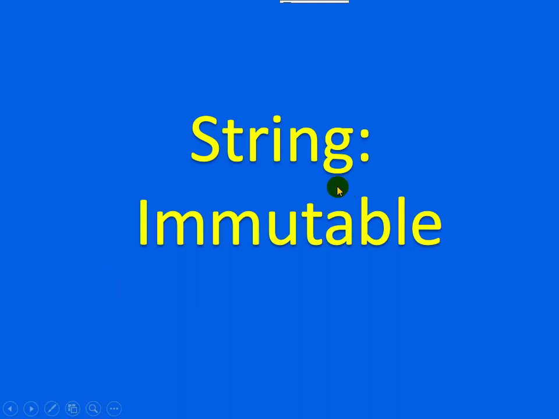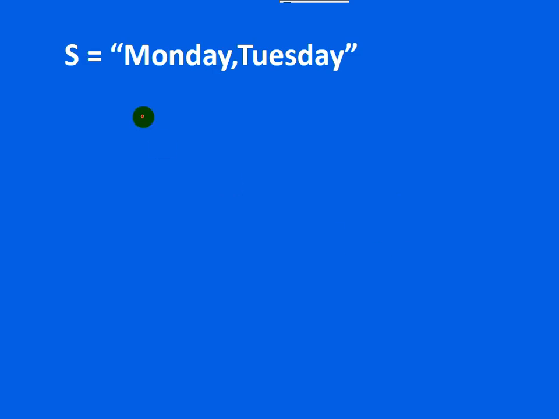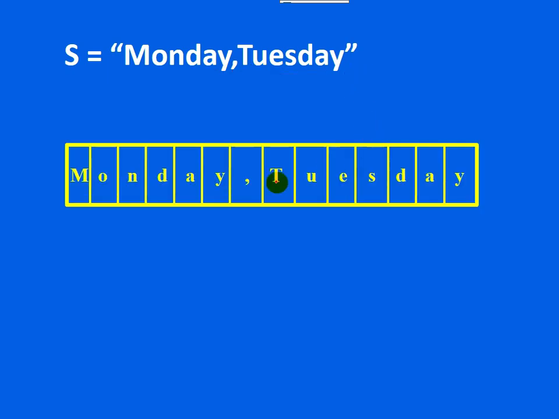A very important property associated with a string: strings are immutable. What is the meaning of this? Let me explain using an example. Consider the string s is equal to Monday, Tuesday. Certainly in the computer's memory it is stored like this.